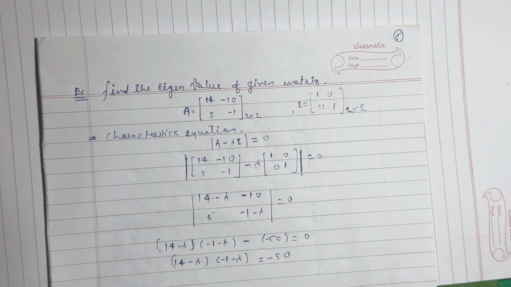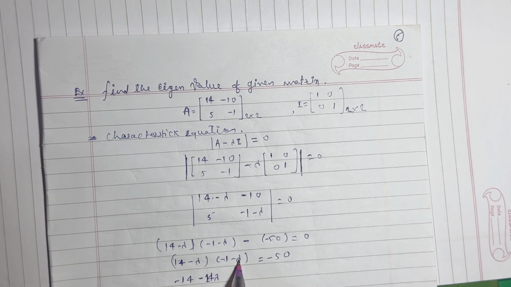Okay, what to do? Multiply this into this, this into this, minus this into this into this. This way you have to multiply. Okay, 14 into minus lambda, minus 14 lambda.